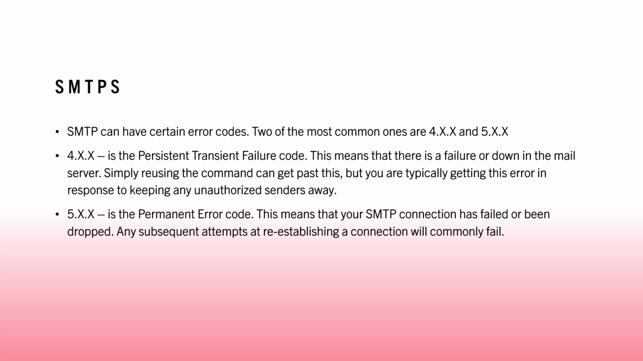SMTP can have certain error codes. Two of the most common ones are 4 followed by any two numbers and 5 followed by any two numbers. 4 followed by any two numbers is the persistent transient failure code. This means that there's a failure or downtime in the mail server. Simply reusing the command can get past this, but you are typically getting this error in response to keeping unauthorized senders away. 5 followed by any two numbers is the permanent error code. This means that your SMTP connection has failed or has been dropped. Any subsequent attempts at re-establishing this connection will commonly fail.